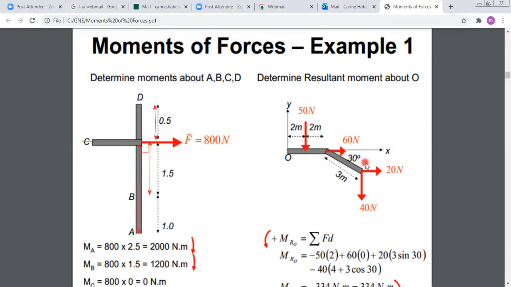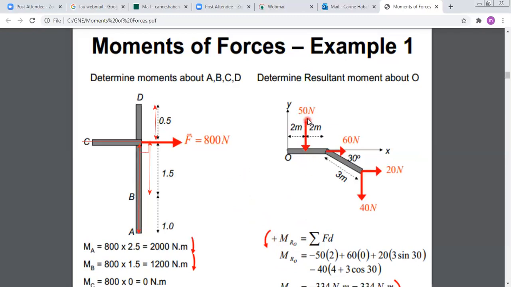We have different forces. We will start to find the moment of each force about O, and then we do the addition. Now, you should choose a positive convention to follow. So let us say we will choose the positive convention as counterclockwise. So any moment in the counterclockwise direction will be counted as positive, and any moment in the clockwise direction will be counted as negative. So let us look at the figure here.